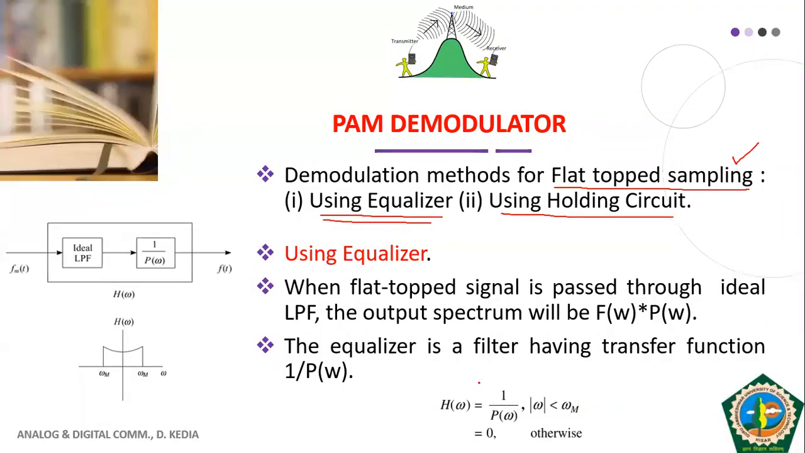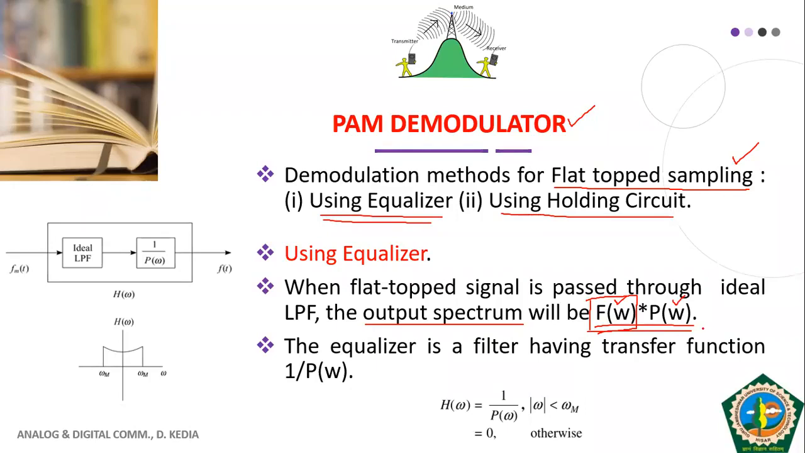So students, this is what I have shown here, that the output spectrum of flat top PAM signal is F(ω) multiplied with P(ω). F(ω) is our original impulse sampled signal, and this was due to that pulse. Since it is in frequency domain, that's why it has been multiplied. So what is our objective now at the demodulator side? We want this original signal back, and we know that our baseband signal or the information signal lies at the lower end of the spectrum, or towards lower frequencies.